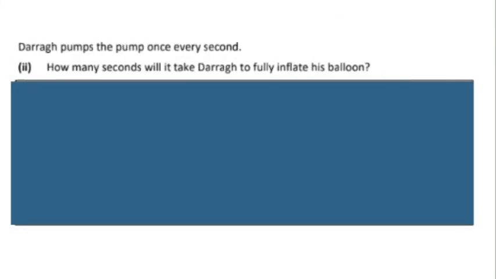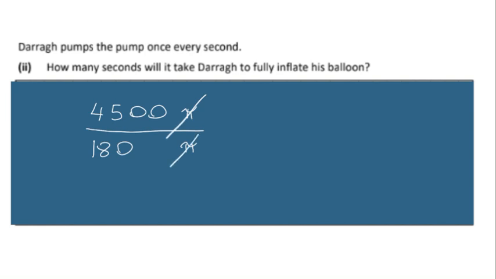Alright, so if he pumps it every second and he's inflating up to the desired volume, we need to go to 4,500 as our target. And for each pump then we have 180. So just take your time. Now we've got to cancel the pi's, and then 4,500 divided by 180 is 25, and that's the seconds.